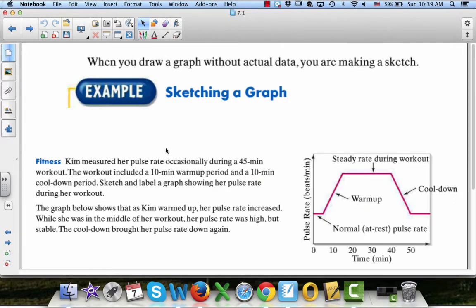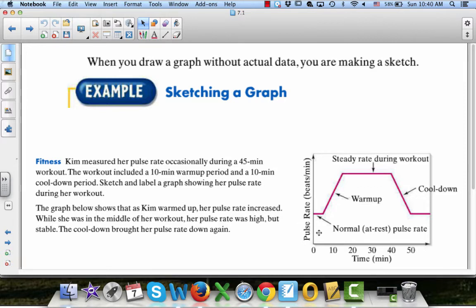When you draw a graph without actual data, you're making a sketch, okay? A sketch is different from an actual graph because with the actual graph, you'll have numbers going on both sides. You'll have lines on the graph and up and down lines. On this one, you just start from scratch and you write pulse rate on the left, time on the bottom, because Kim measured her pulse rate occasionally during a 45-minute workout. The workout included a 10-minute warm-up period and a 10-minute cool-down period. Sketch and label a graph showing her pulse rate during her workout.